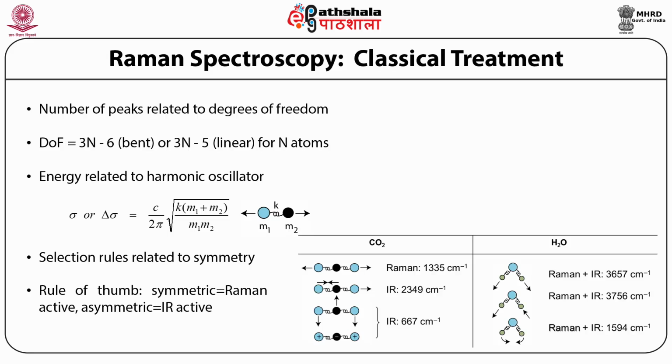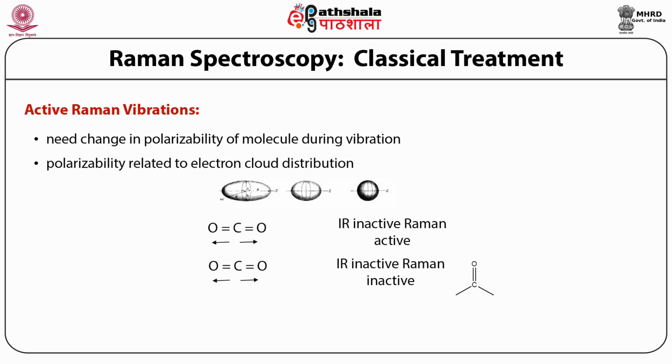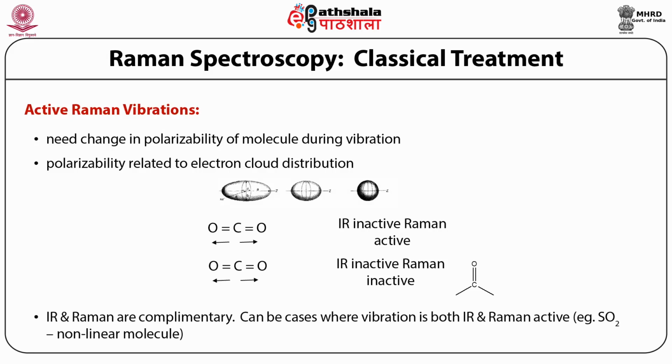Now look at the examples of CO2 and H2O, that is, the carbon dioxide and water molecules. These are the different modes of vibration, in which some are only Raman active and some are both Raman and IR active. Active Raman vibrations need a change in polarizability of the molecules during vibration. Polarizability is related to electron cloud distribution. IR and Raman are complementary, and there can be cases where a vibration is both IR and Raman active.